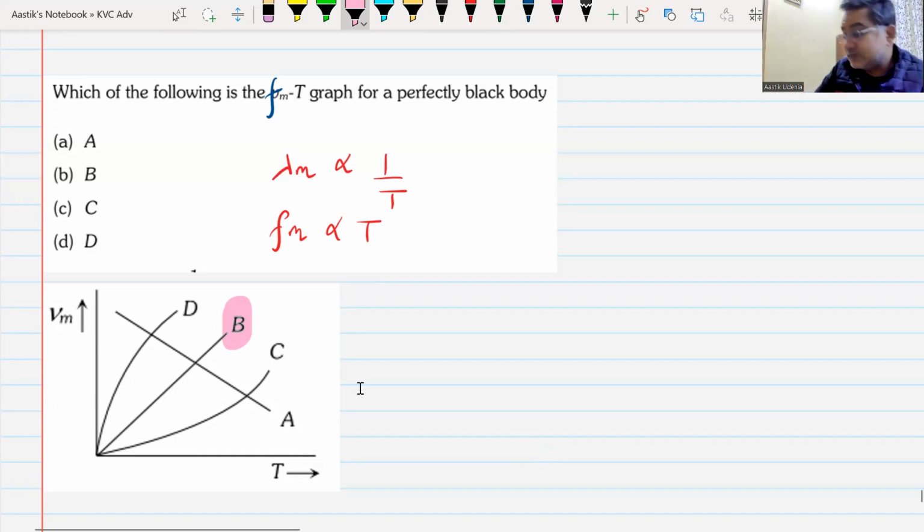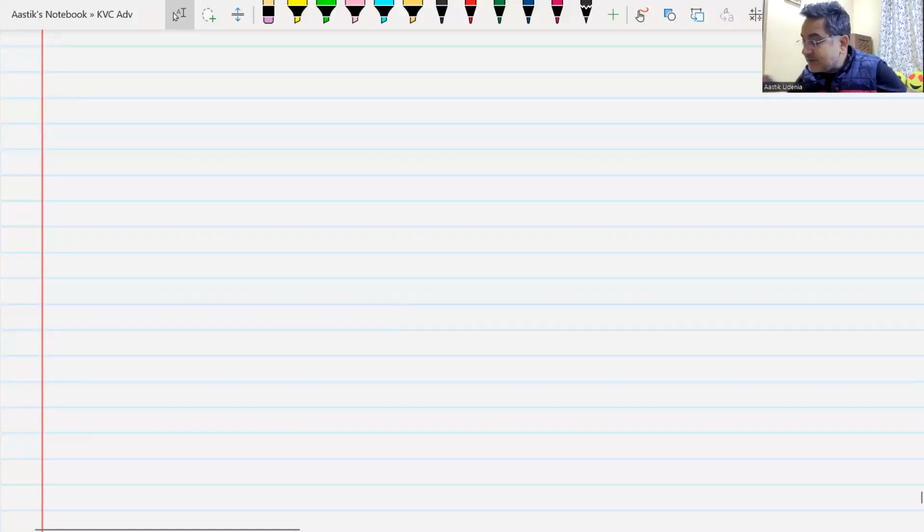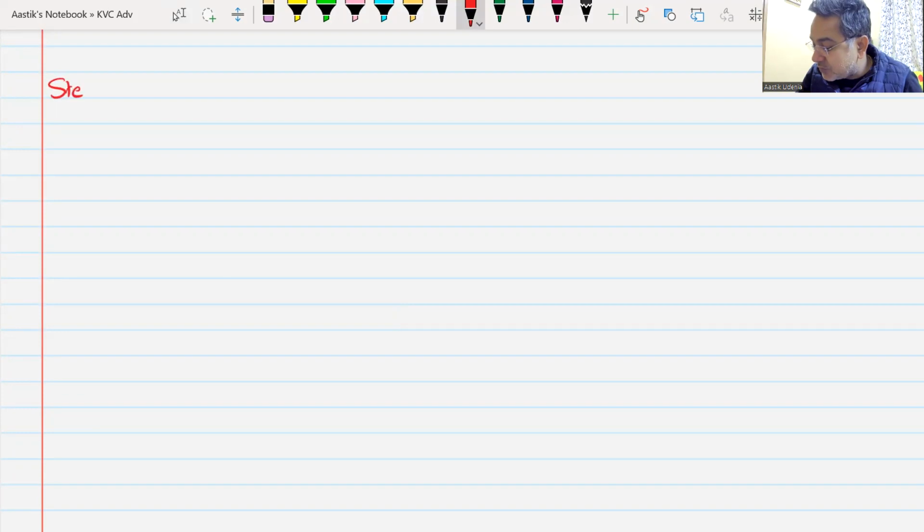Absolute zero. Now comes the next part of this chapter, which is known as Stefan's law. Some people also call it the Stefan-Boltzmann law because it was proved by Boltzmann. What is this Stefan's law?